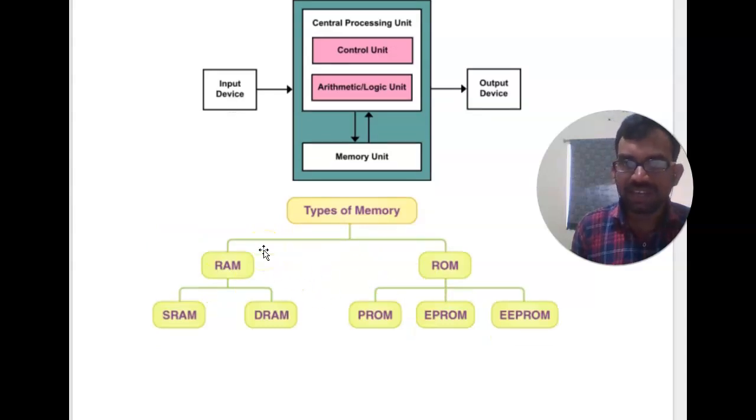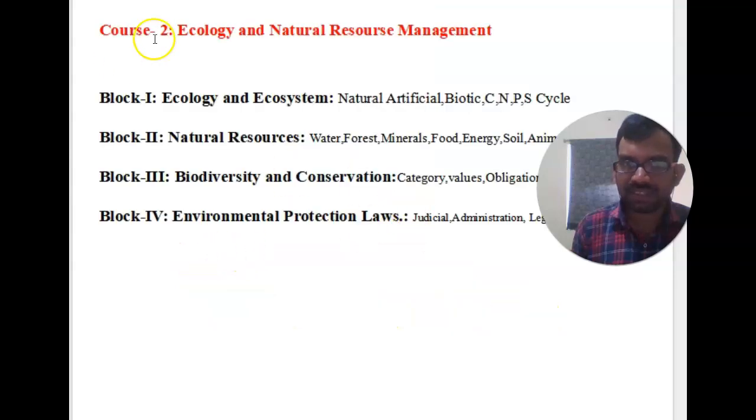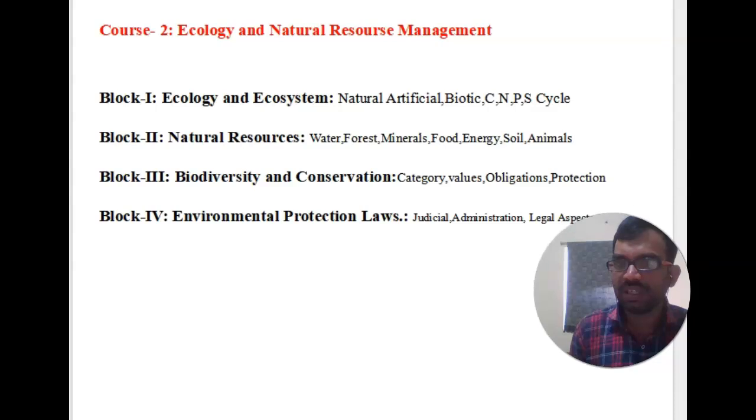Okay. Now you can see the second paper. The second paper is Ecology and Natural Resource Management. In the first year, in the second paper, we again have 4 units, simply called 4 blocks. The block one, ecology and ecosystem, means we need to learn about natural and artificial ecosystems, biotic and abiotic things, and the carbon, nitrogen, phosphorus and sulfur cycles.